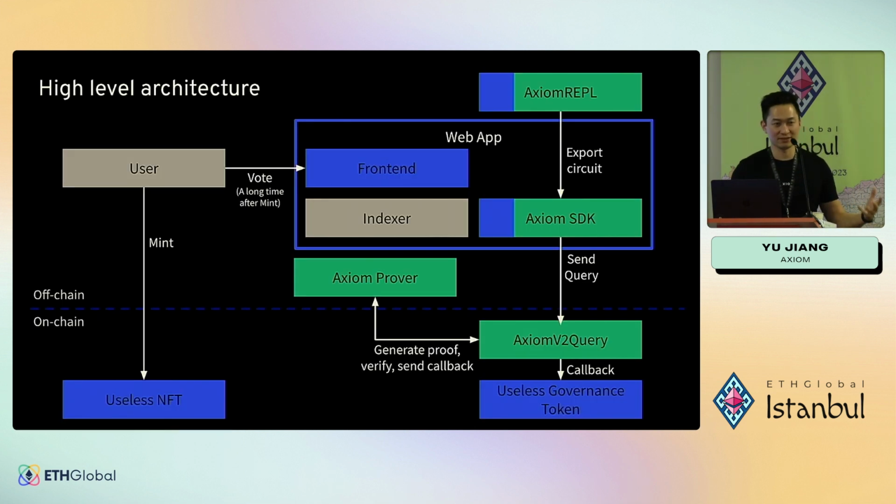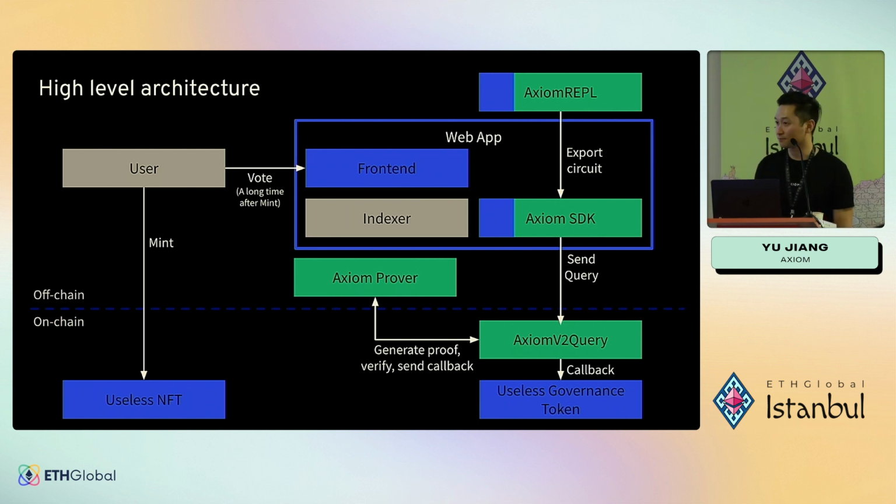All right, so the high-level architecture is as such. You basically just have this user that mints this useless NFT, and then the developer creates a circuit in Axiom REPL. They have this web app, and then some data that talks to an indexer. Once this query is sent, it's sent to Axiom v2 query, who sends the data to the prover, and then the prover generates the proof, and then it's verified in ZK. It's verified on the on-chain verifier, and then the callback is sent to the useless governance token.